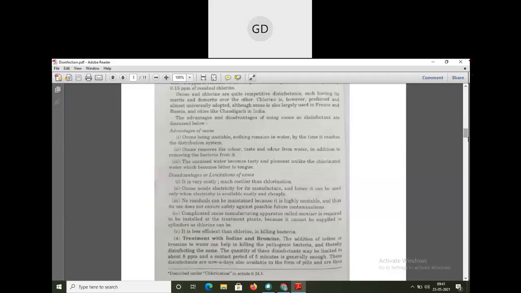Again, this ozone also removes the color, taste and odor. It also removes the bacteria, obviously. And if you use the ozone treatment, the water becomes a little bit tasty and pleasant for drinking. When you use chlorine, there is somewhat of a bitter taste in the water. It is not like that if you use ozone; the water becomes very pleasant in drinking.